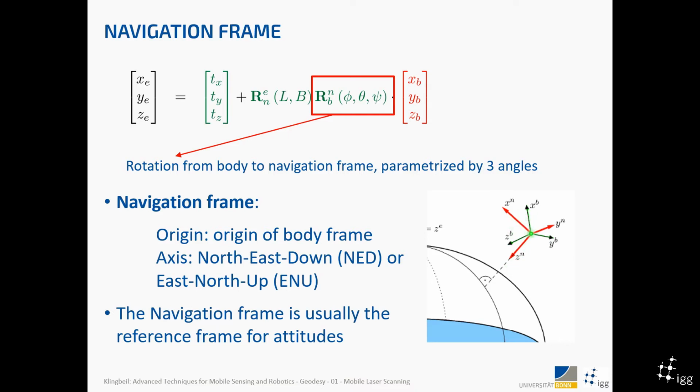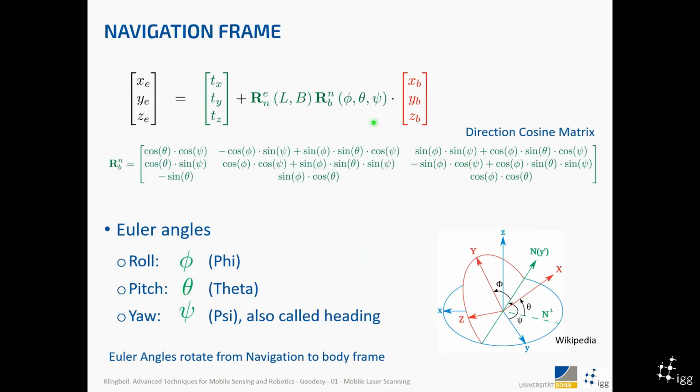So why do we need the navigation system, or why do we want to have it? If it has the same origin as the body system, it usually is our reference frame for attitudes. So that means that the attitude that we give is usually with respect to it, that is, the angles of the body frame with respect to the navigation frame. This is a bit better to understand in the next slides. So again, this transformation here.